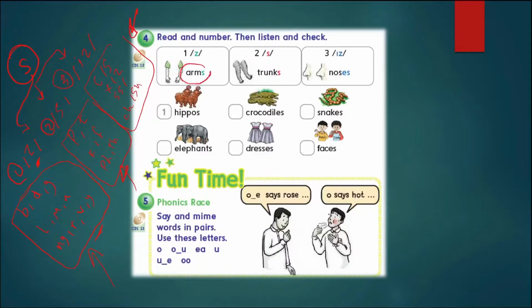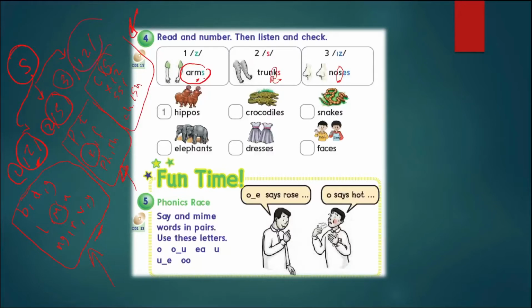Let's look at the word arms. Look at the letter before the letter S, m. So we pronounce it like z, so it's arms, okay? Here, chunks. Look at the letter before the letter S, the letter K. Where is the letter K? Here in the table. So we pronounce it like s, so it's going to be chunks, okay? Noses, okay? Look here, guys, the letter S. So we're going to pronounce the letter S like iz. So it's going to be noses. Okay, so let's do this activity.